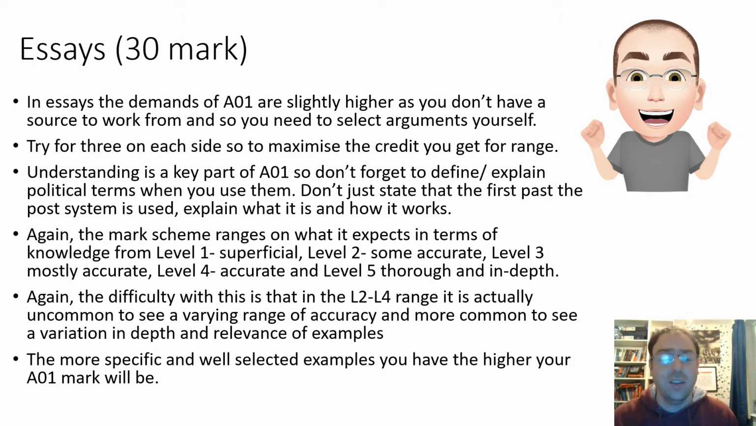In the 30-mark essays, the demands are really very similar. I would say in some ways it's slightly higher, because you don't have the source to back you up, to give you this starting point. And so part of what you're doing is selecting arguments, and you can actually end up penalising yourself in A01 if you don't select relevant arguments, because then the detail that you give won't be relevant, and therefore it won't score as highly in level 1. You should try for 3 points on each side, normally interlinked points, to try and maximise the credit you'll get in range. And range has got to be part of any A01 mark, because it's about knowledge, and the range of knowledge has got to be important, as well as the depth.